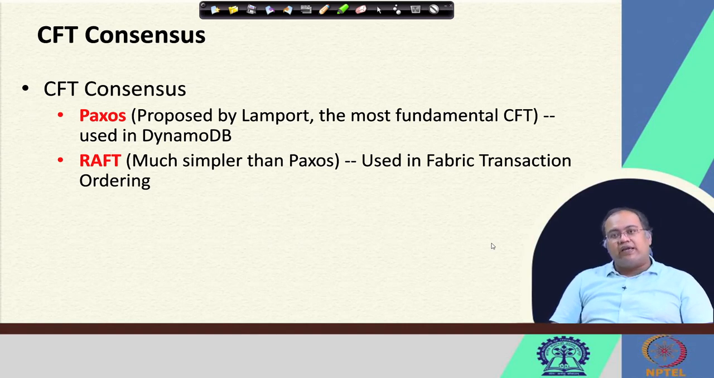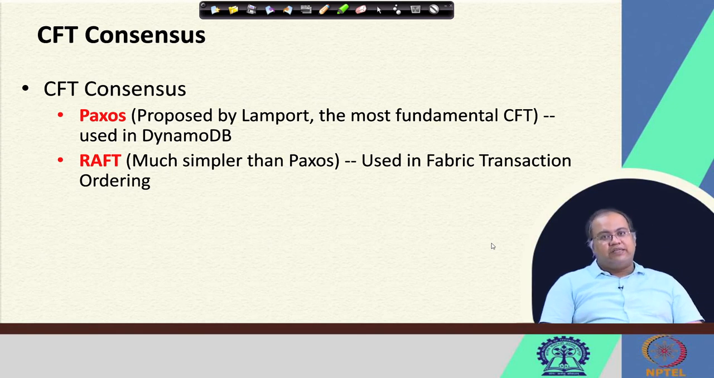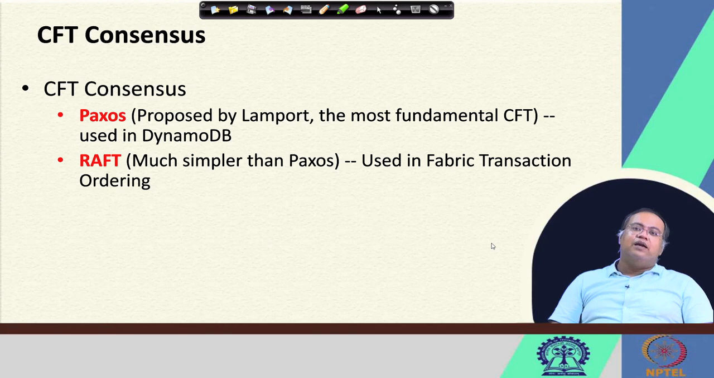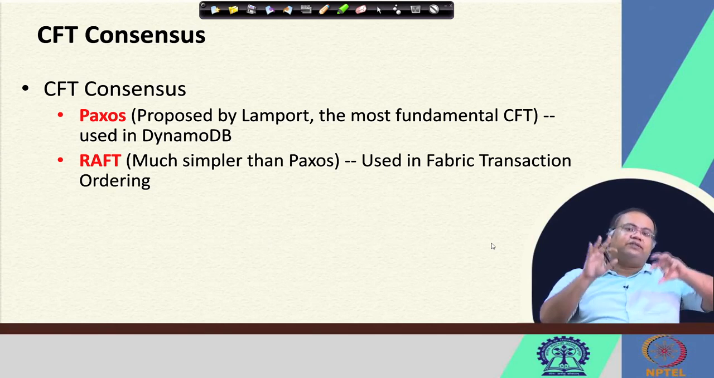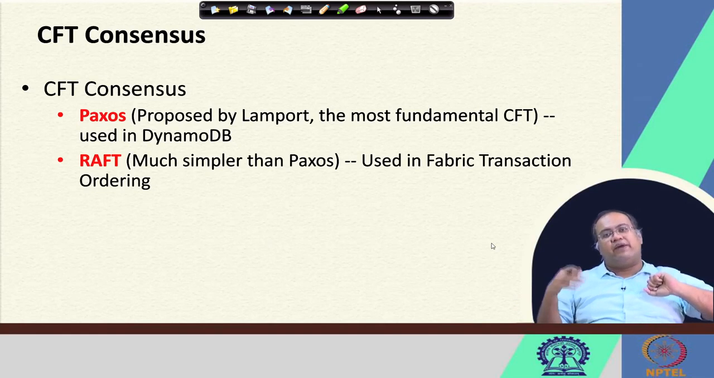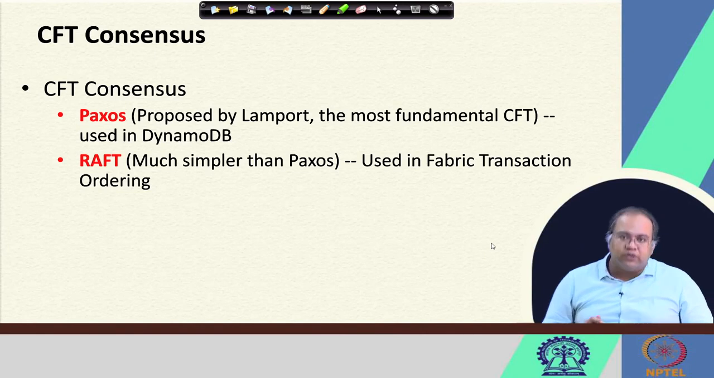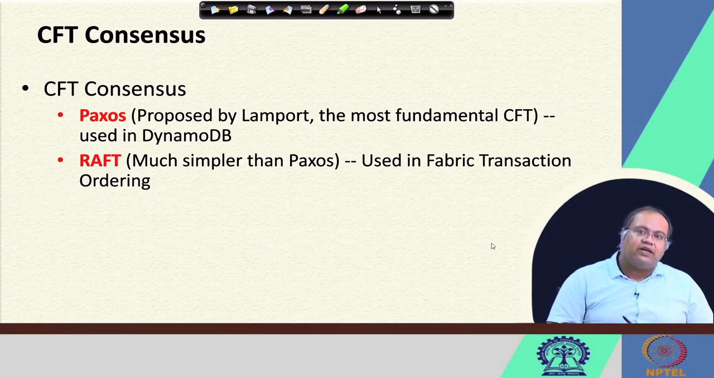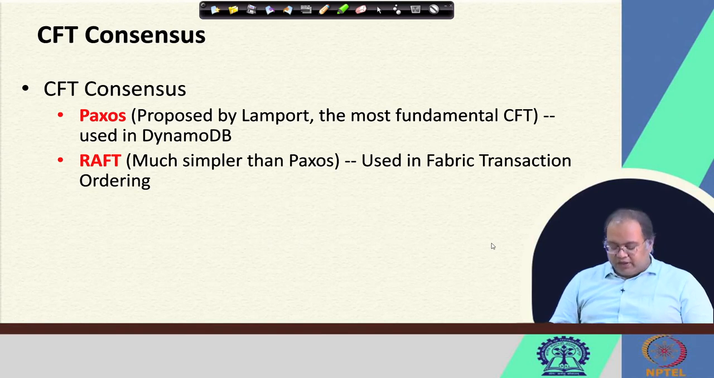Whenever we discuss Hyperledger Fabric, we will see that for Fabric transaction ordering it uses Raft. If you assume that there are no Byzantine or malicious nodes in your system, you do the transaction ordering among a set of non-malicious nodes, but it might happen that certain nodes crash. In that context you can use Raft to reach consensus on the transaction ordering. We will see later in Hyperledger Fabric that it uses Raft for transaction ordering.